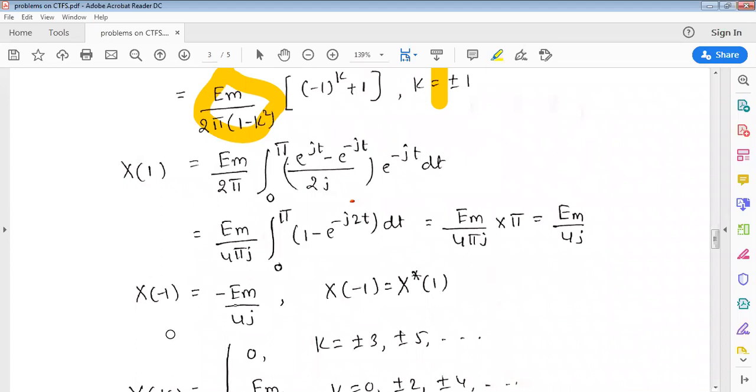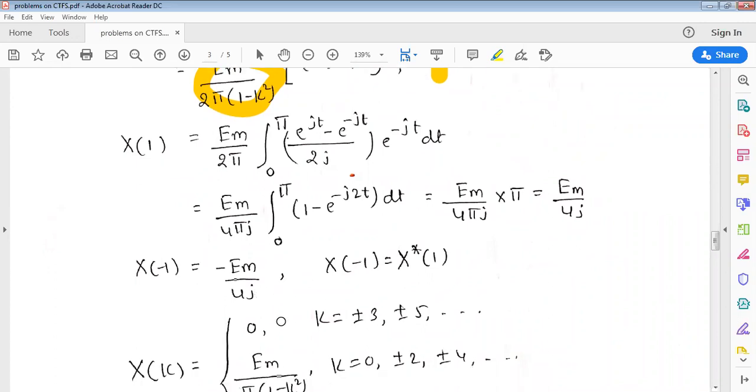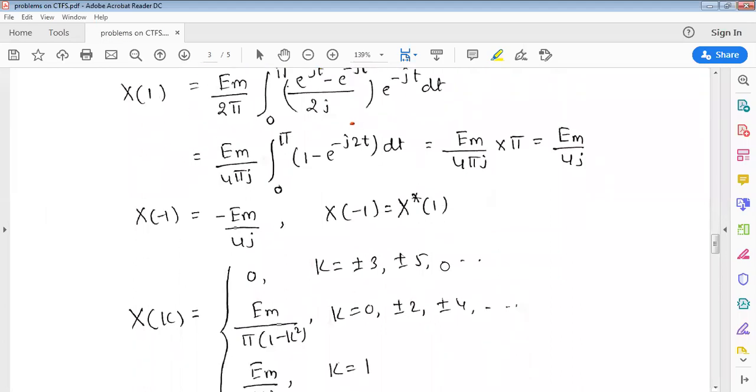Similarly, when it is -1, there is no change. Only difference is it will become minus Em by 4j. So x of -1 is nothing but x star of 1. So if you want to evaluate, you can evaluate. Otherwise, you can remember x of -1 is nothing but x star of 1. So finally, we'll answer the question, what is your x of k?